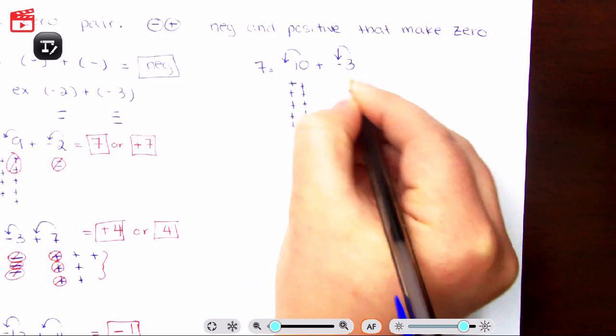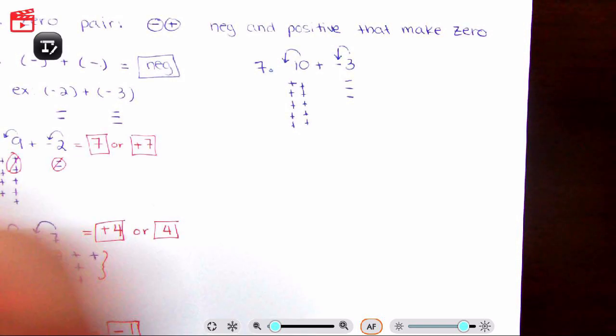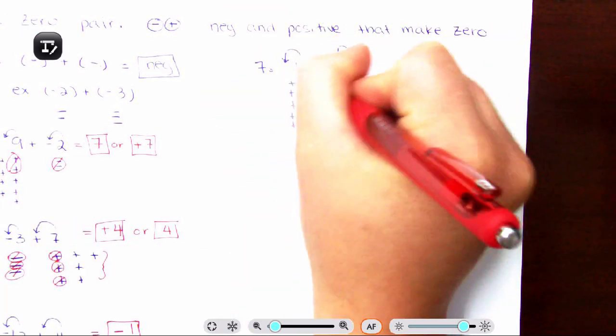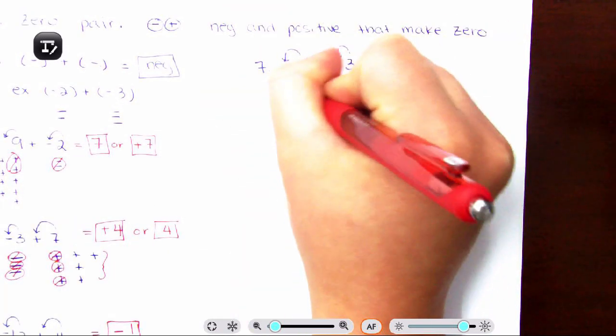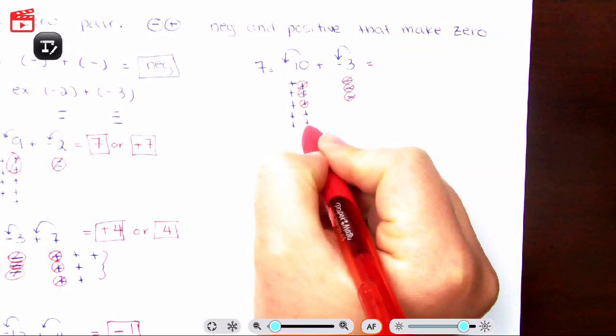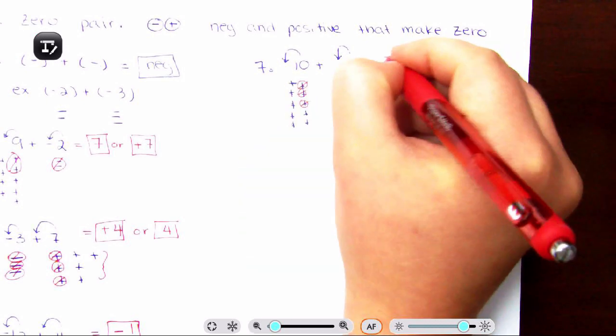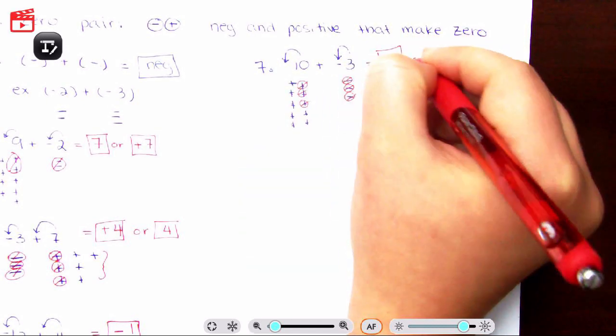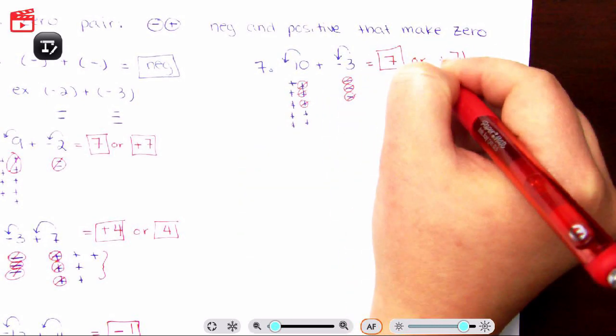I have 3 minuses. Remember, a plus and a minus give you a 0 pair. That's 0. That's 0. That's 0. What are we left over with? We are left over with 1, 2, 3, 4, 5, 6, 7 pluses, or you could say 7. Up to you.